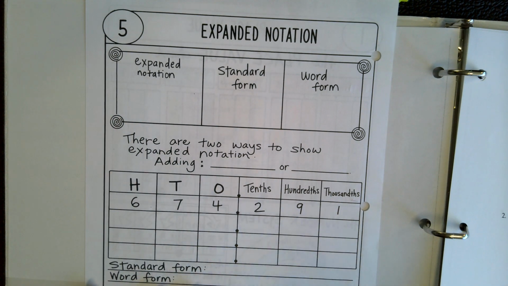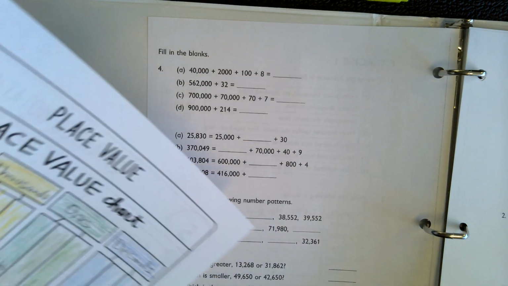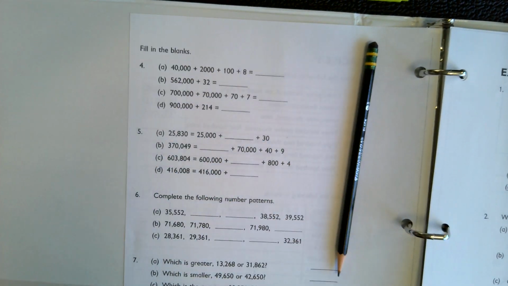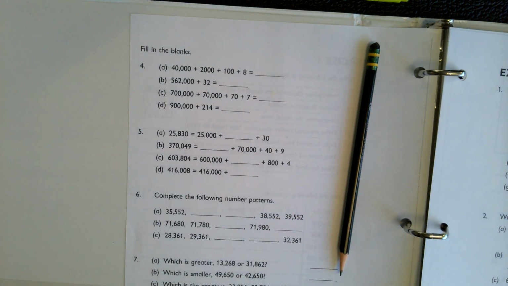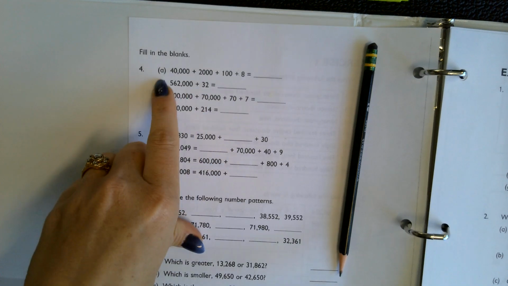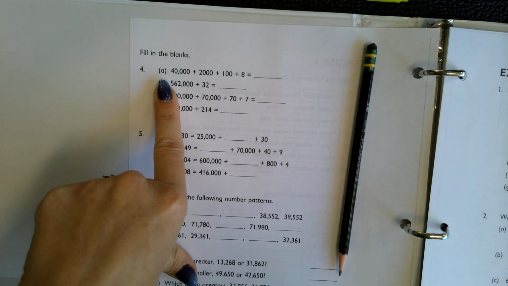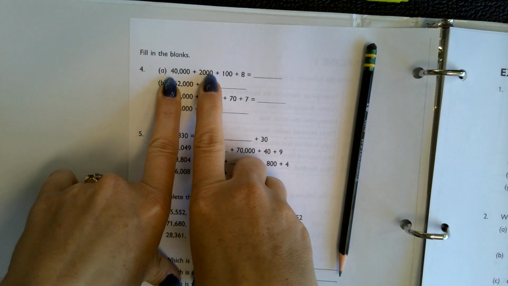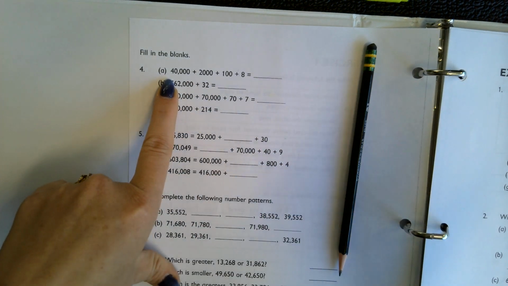It's called expanded form or expanded notation, but think of it as I take a regular number, like 562,000, and then I expand it out. I lengthen it as long as I possibly can. That's all I'm doing with this. This is expanded form. I write out every value for every place value. Okay? So I have 40,000 plus 2,000 plus 100 plus 8. What number are we talking about?